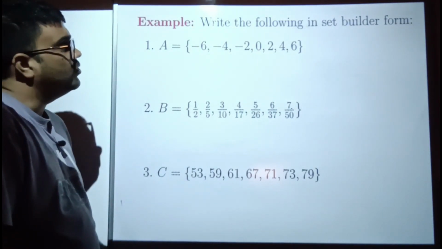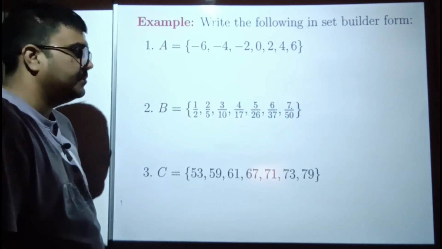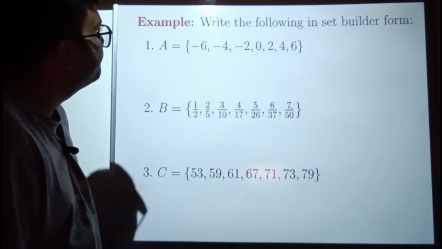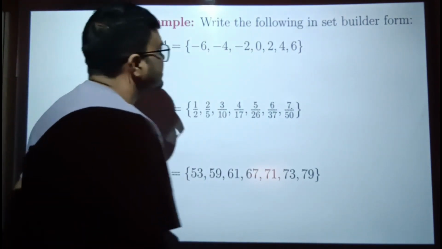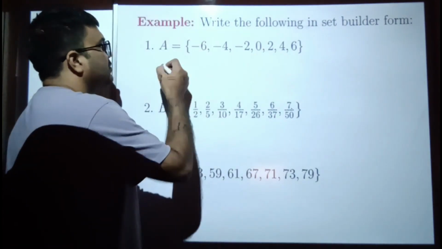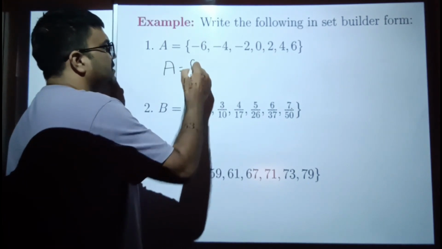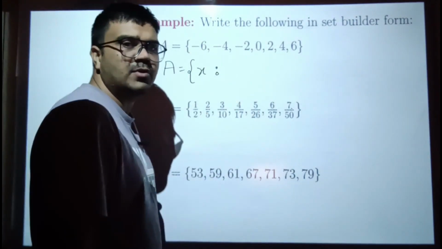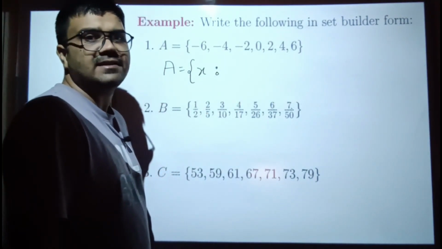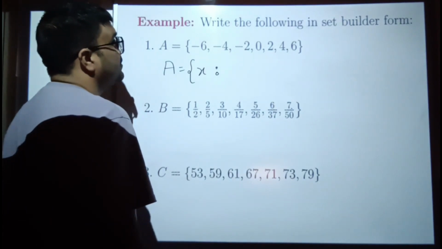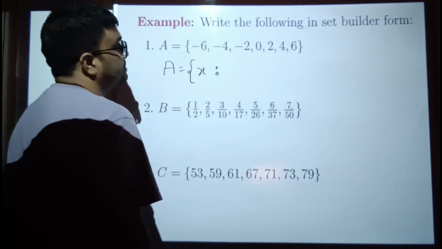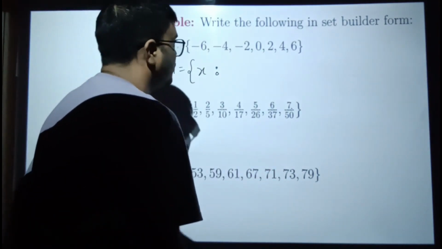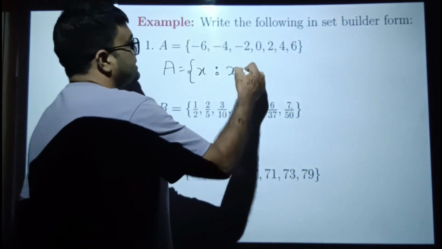Next we have: write the following sets in set builder form. The first set given to us has elements A equal to -6, -4, -2, 0, 2, 4 and 6. When we talk about the set builder form, we write A is equal to x such that x satisfies some property. What property is x satisfying here? Look at these elements. These numbers are divisible by 2, or we can say these are multiples of 2. It means x is equal to 2 times n.